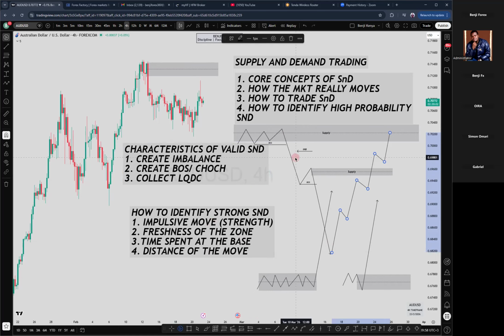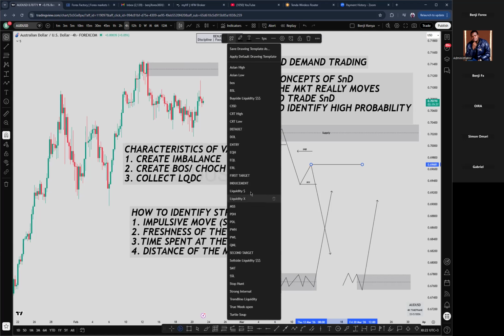It must create balance. That's one. Number 2, it must create a break of structure or a change of character. Then number 3, it has to collect liquidity, and this liquidity is what I really wanted to talk about. You can see this area, it's more like an inducement zone, and you're going to see the market doing this type of movement.